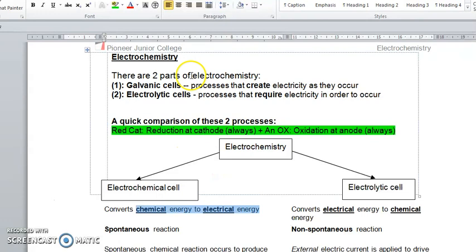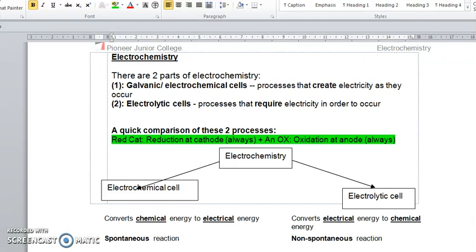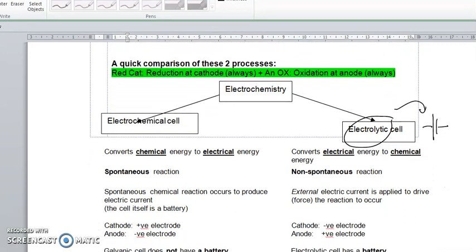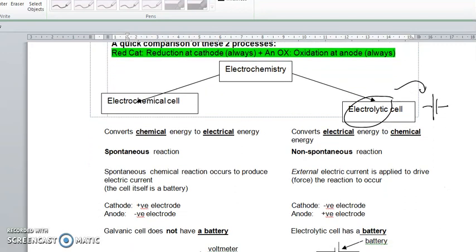Other names for galvanic cells would be electrochemical cell or voltaic cell. Electrolytic cells, on the other hand, are different because they have an external battery. That's an electrolytic cell. Electrolytic cells require electricity in order to occur, and you can compare and contrast the differences. For an electrochemical or galvanic cell, the reaction is spontaneous and E0 cell is more than 0 and so on. This one is more spontaneous.